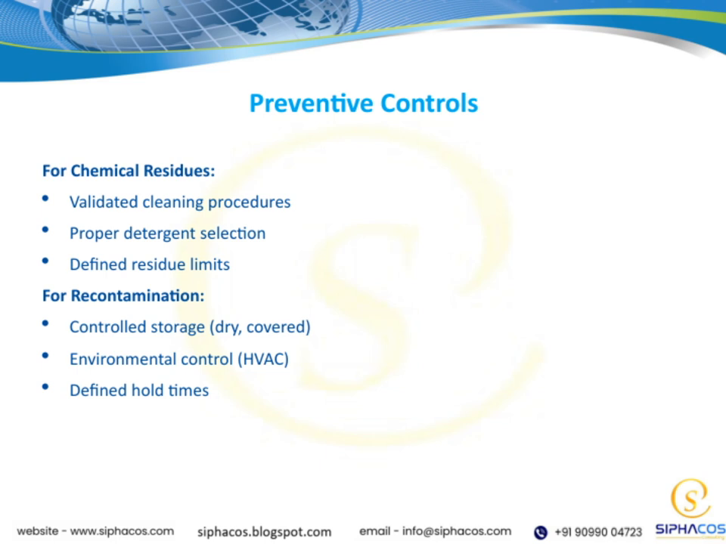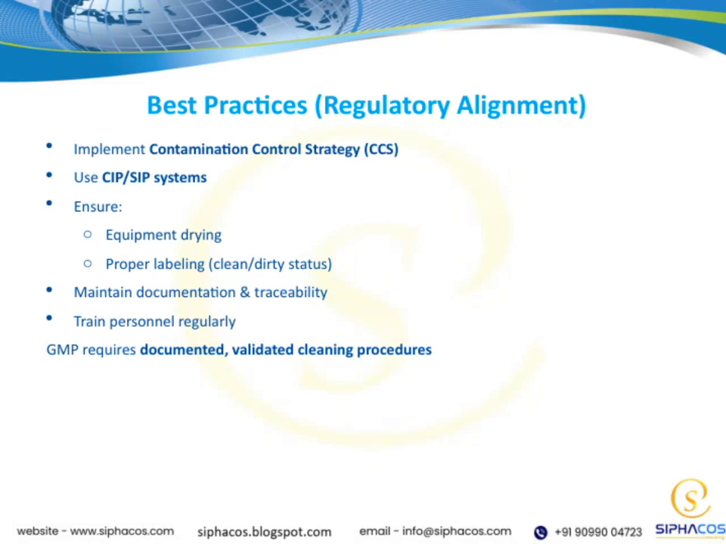uncontaminated products. Now, let's talk about some best practices for regulatory alignment when it comes to contamination control. First, implementing a robust contamination control strategy, or CCS, is essential. This strategy helps us identify potential risks and put measures in place to prevent contamination from the very start. Next, utilizing clean-in-place, or CIP, and sterilize-in-place, or SIP, systems is crucial.